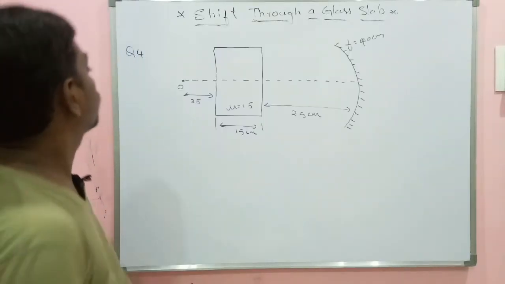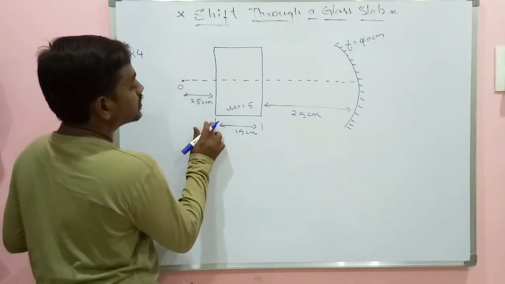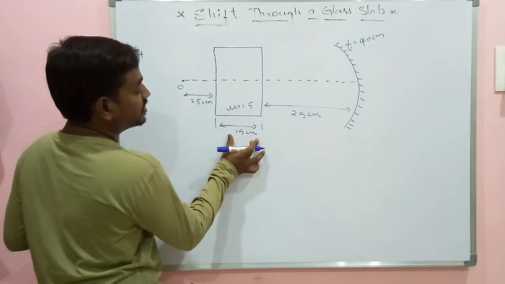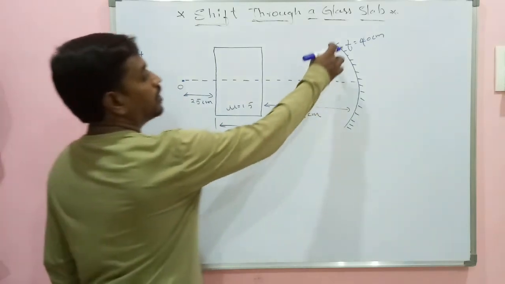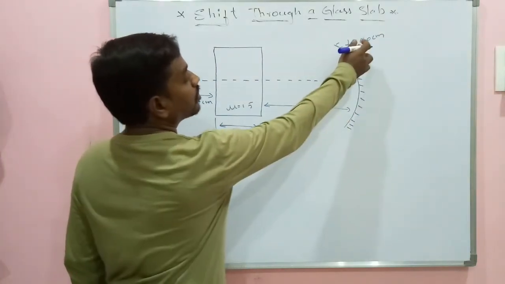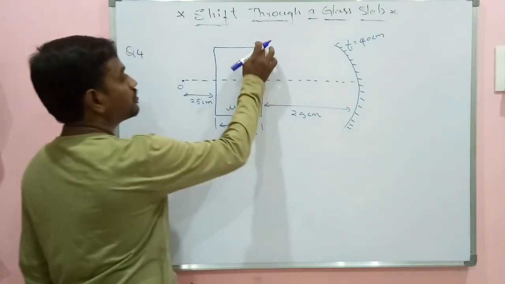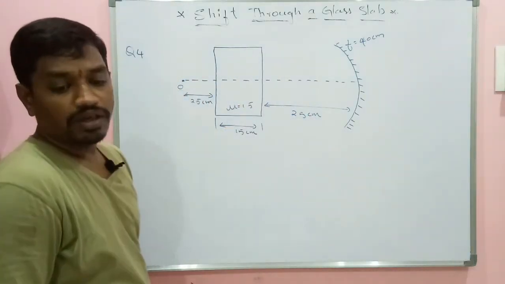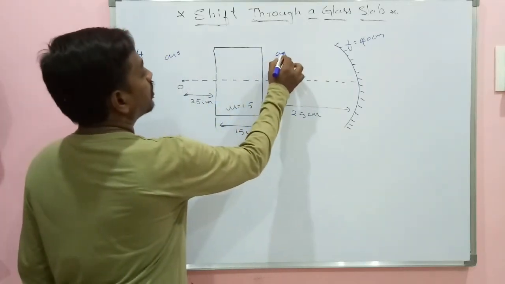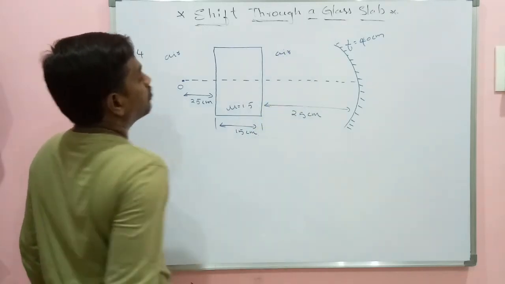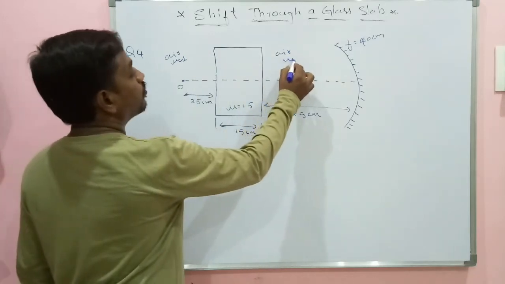Imagine an object which is at 25 centimeters from a glass slab of thickness 15 centimeters and of refractive index 1.5, and here I have a concave mirror of focal length 40 centimeters placed at a distance of 25 centimeters from the second surface, and here it is air, and here also it is air. Air means the mu will be 1, and here also mu will be 1.